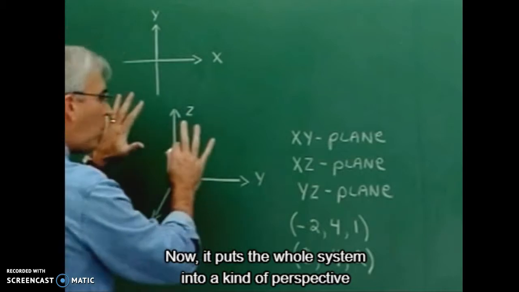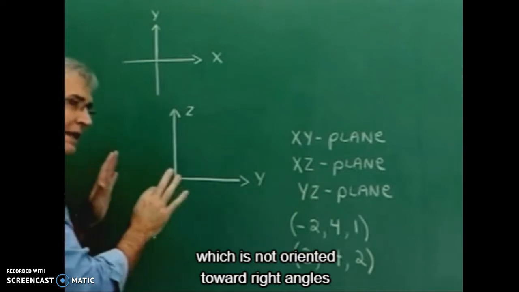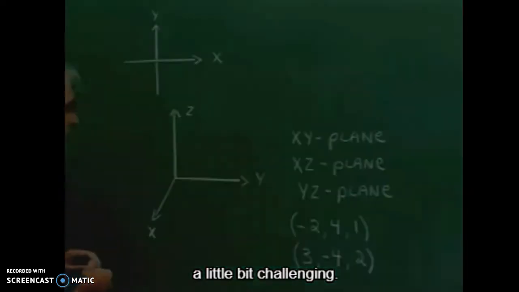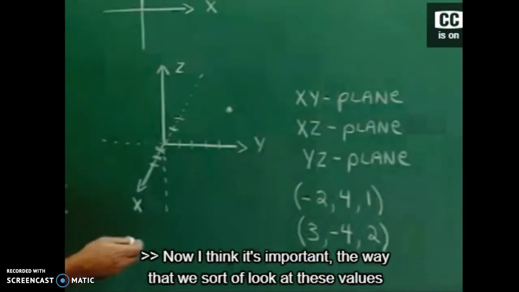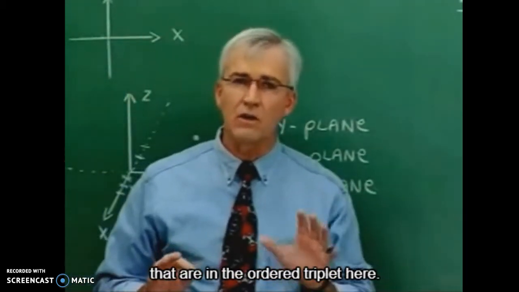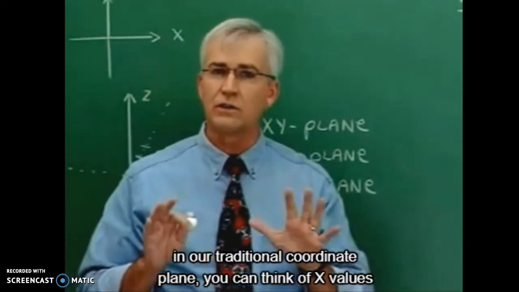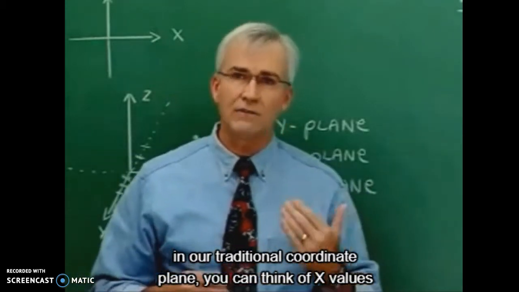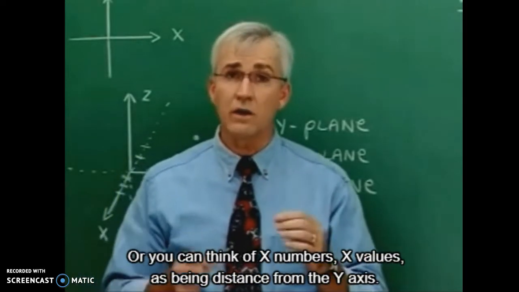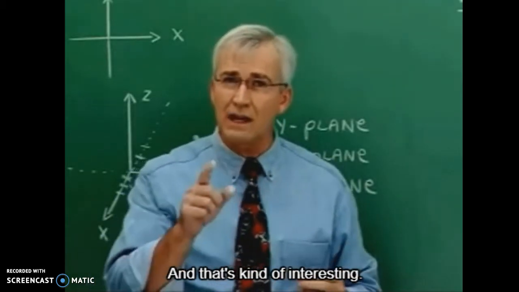Now, it puts the whole system into a kind of perspective which is not oriented toward right angles. And that's what makes the whole study a little bit difficult, a little bit challenging. Now, I think it's important the way that we look at these values in the ordered triplet here. When you have the coordinates of a point in our traditional coordinate plane, you can think of x values as being horizontal distances and y values as being vertical distances. Or you can think of x values as being distance from the y-axis. And that's kind of interesting.